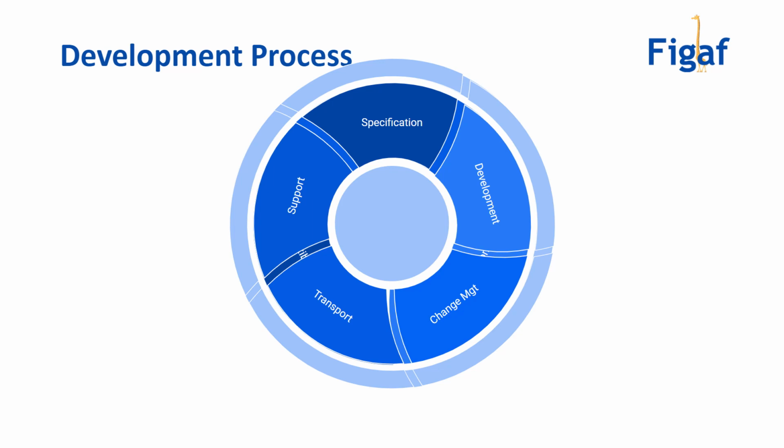No matter what kind of agile or development process you have, you would have some kind of process. It will look something like this, or waterfall, whatever. They all have some of the same elements, and I just want to drive you through these things and see how the Figaf tool can actually help in this perspective. We would start out with the specification. We'll do some development, some change management, and transport, and we will support the solution once it's live.